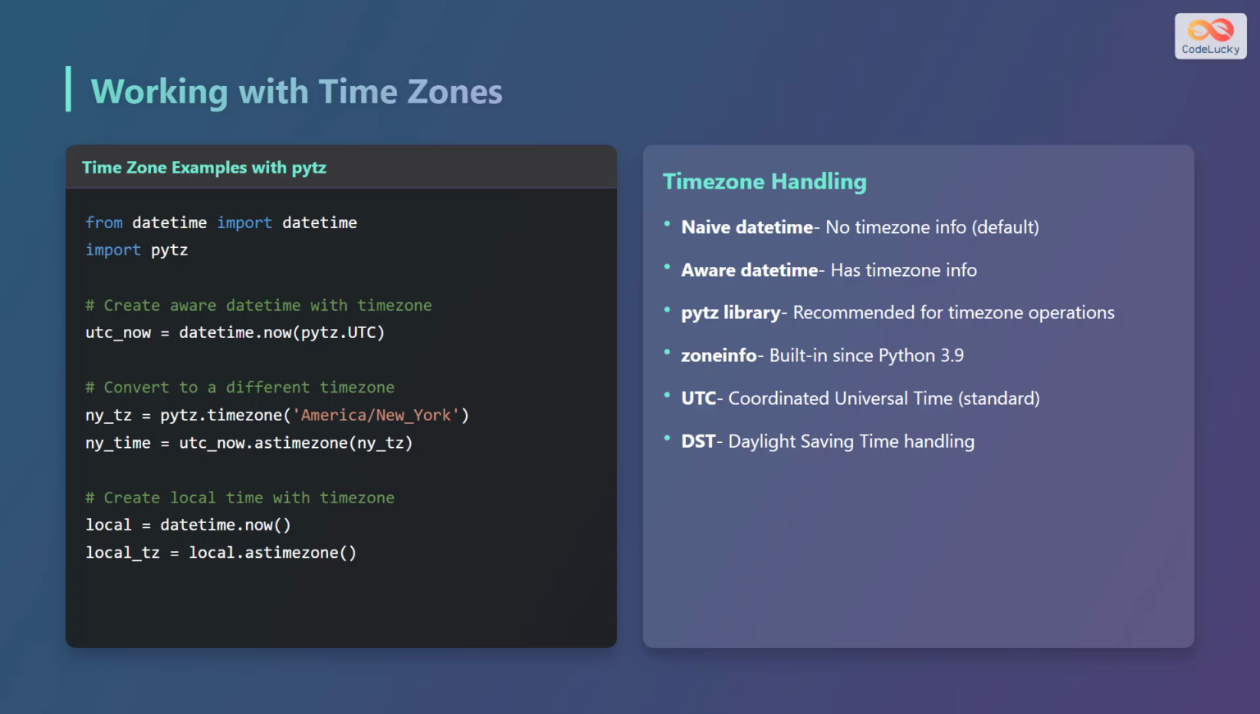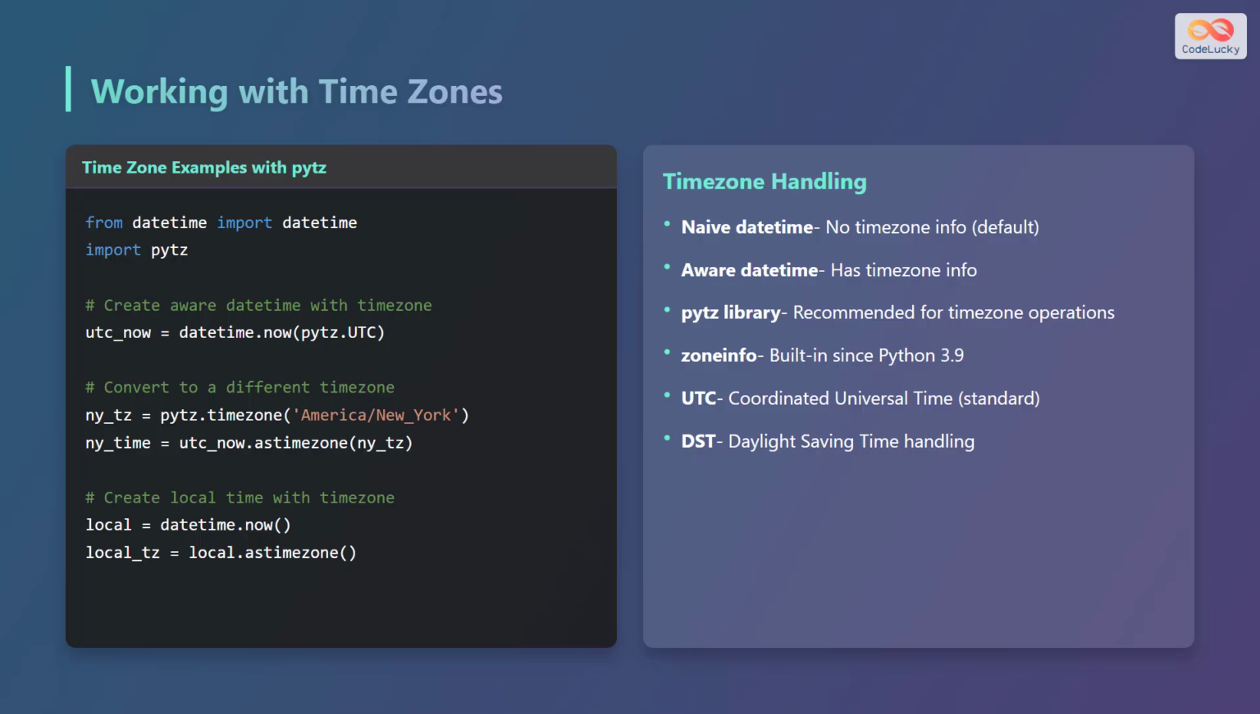For example, to convert a UTC time to New York time, create a time zone object for America/New York using pytz.timezone('America/New_York'), and then use utcnow().astimezone with the New York time zone. To create a local time object with time zone information, you can use the astimezone method without specifying a time zone to get the local time zone.